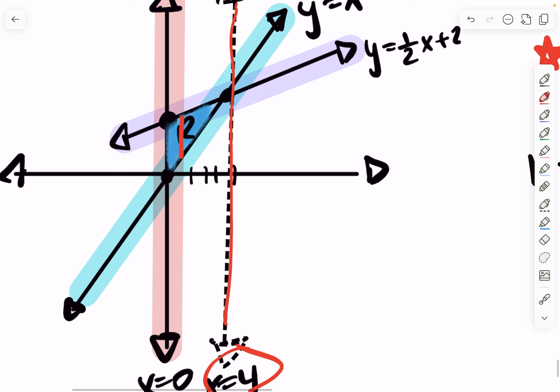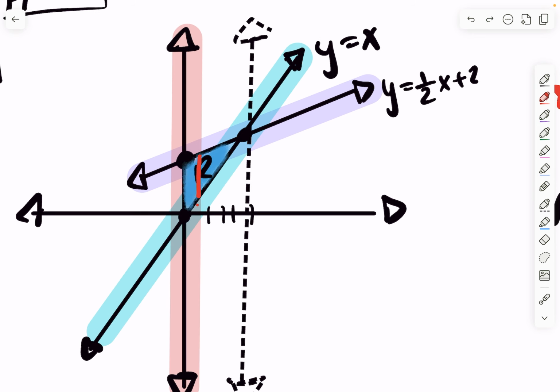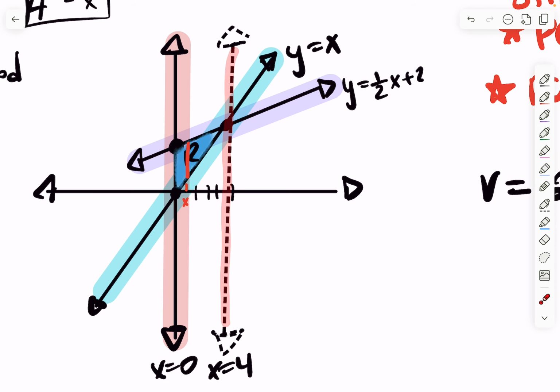The axis of rotation is x is equal to 4. So parallel will look like this because we are using shell. Now, what's the location of the strip? Well, it's at this x value, right? And the radius is essentially the distance from the axis of rotation until that x value. So this distance right here.